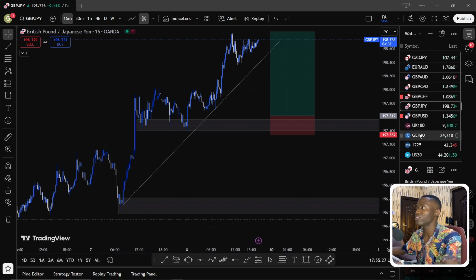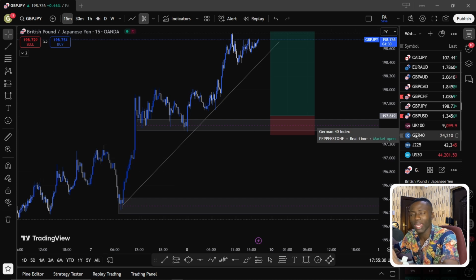So guys, this is basically how you trade this strategy. You draw a trend line and you make sure you're following the market's direction hand in hand. If the market is trading downwards, follow the downside, and if it's going upward, follow the upside as well.